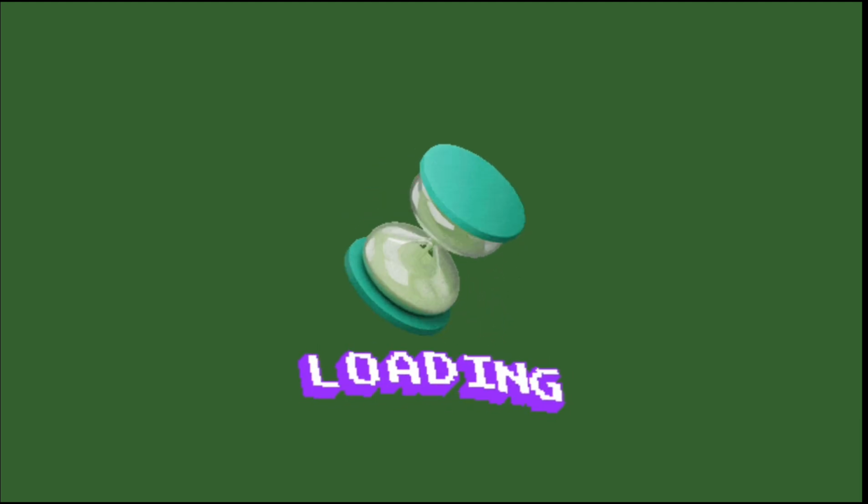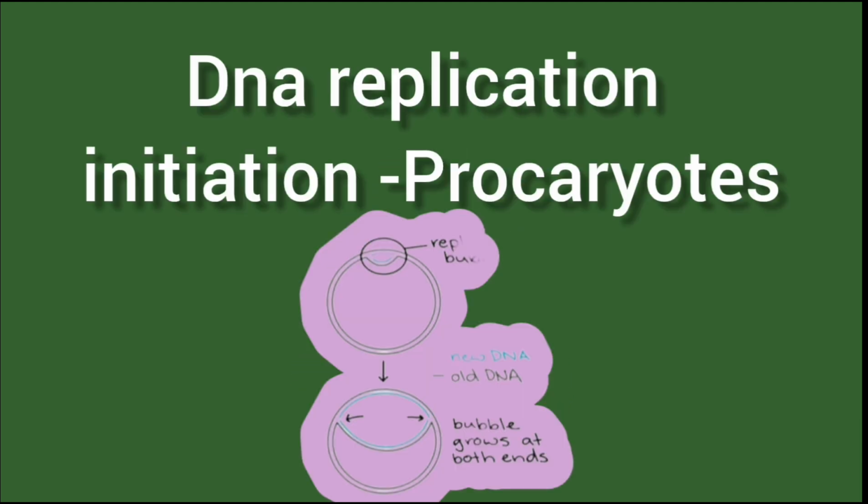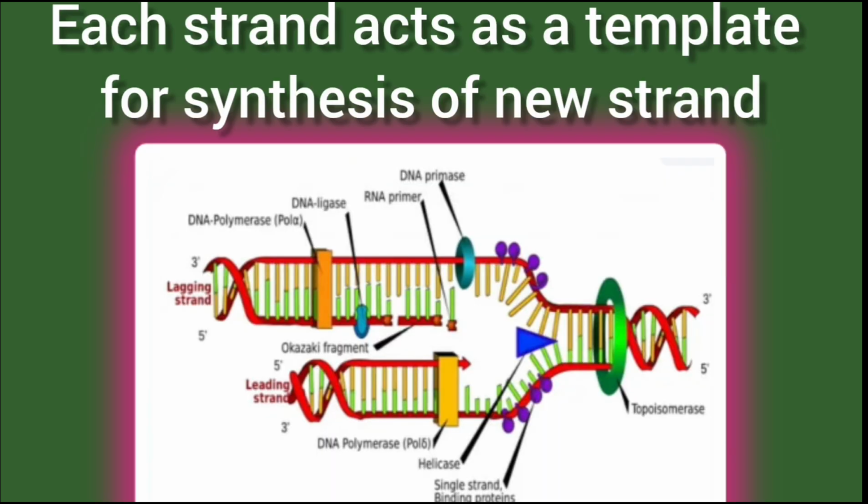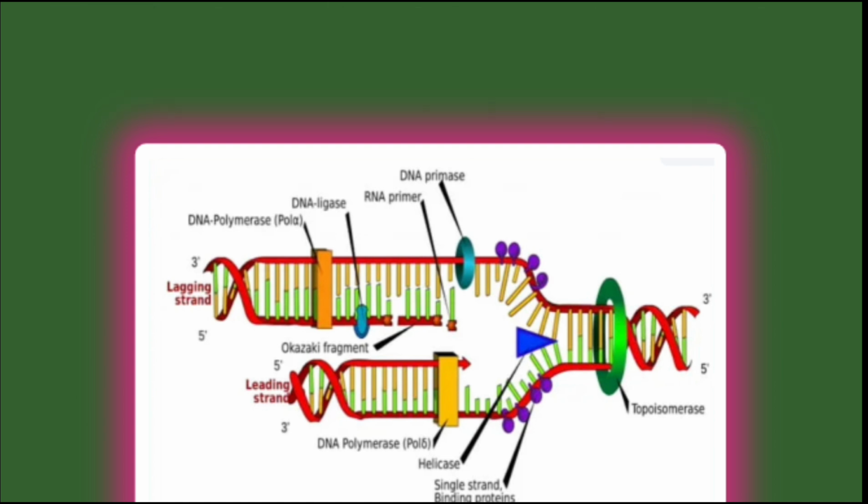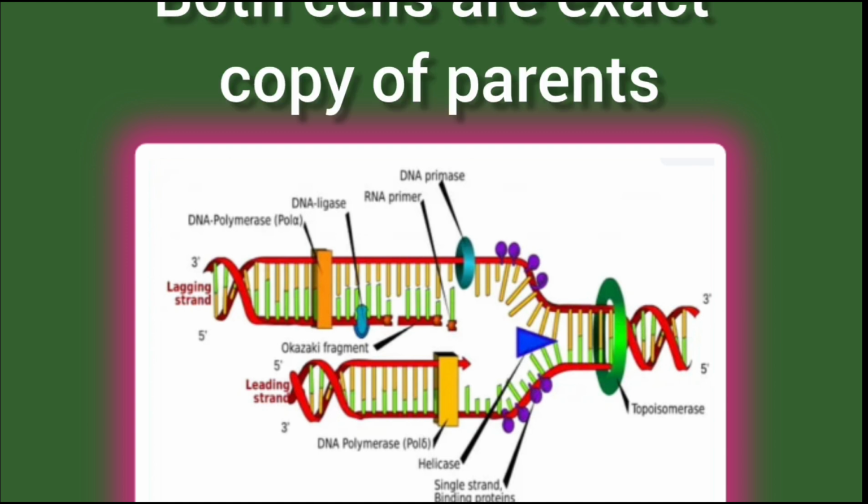strand. Now let's look at what is DNA replication. DNA replication is a process in which each strand of a DNA molecule acts as a template for the synthesis of a new complementary strand. The newly synthesized DNA strands are transferred to two different daughter cells. Replication occurs before a cell divides to ensure that both cells receive an exact copy of the parent's genetic material.